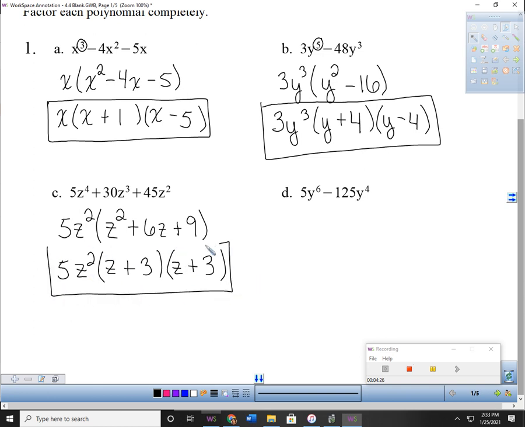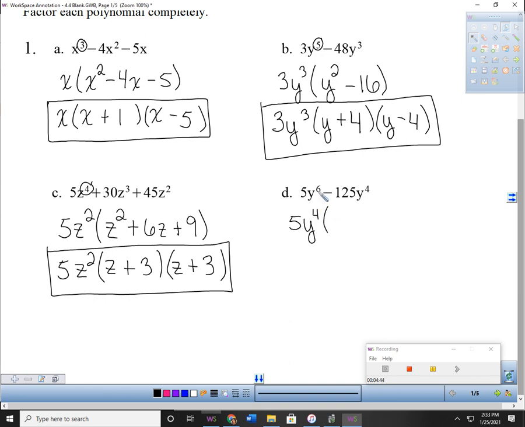I can't factor any of those factors. And notice that I have a degree of 2, 1, and 1. That makes 4. All right, so on this last one, that's kind of a review. I can divide both of these by 5y to the fourth.